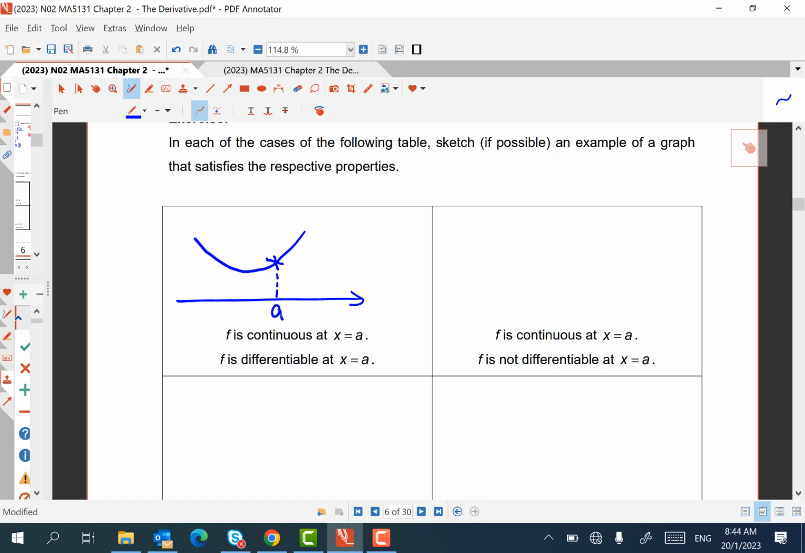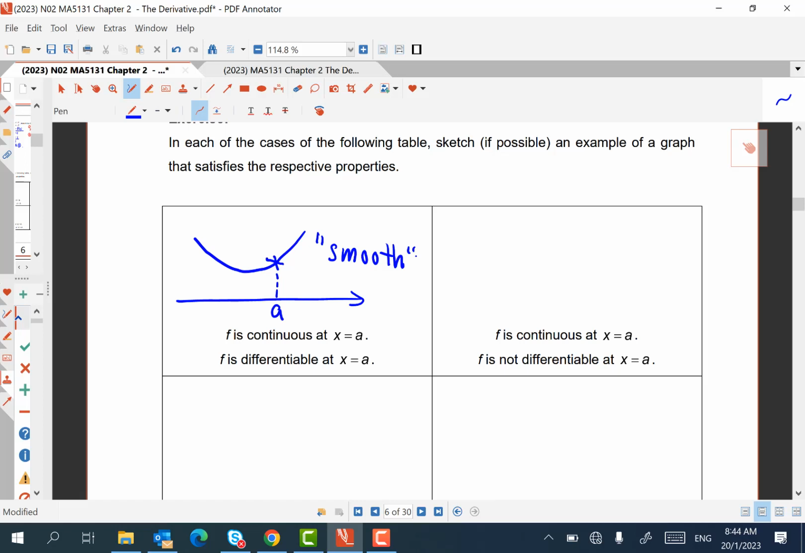How do you know it is differentiable? Geometrically, if it looks like a smooth curve, no sharp corners, smooth. Sometimes this word is used to describe it: smooth. No jaggedness, no sharp corners. So when the graph is smooth like this, at the point A it is continuous and also differentiable.